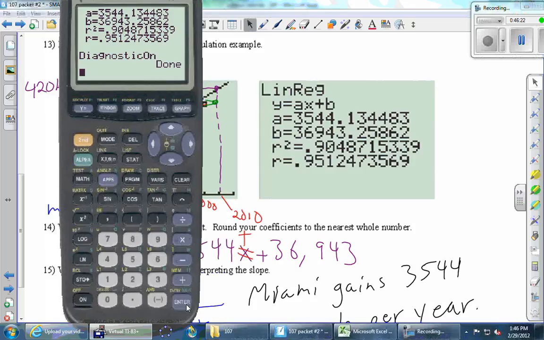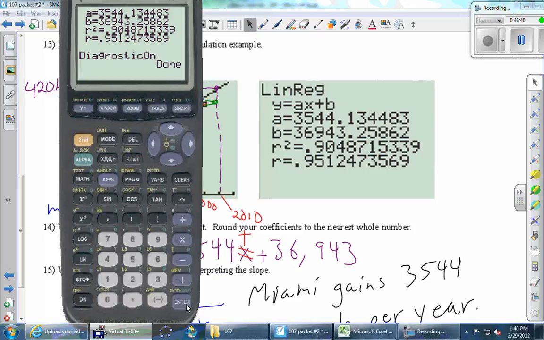Yep, so scroll down until you find diagnostic on. One more. That's it right there. Hit enter. Hit enter again. Okay. All right, here we go.